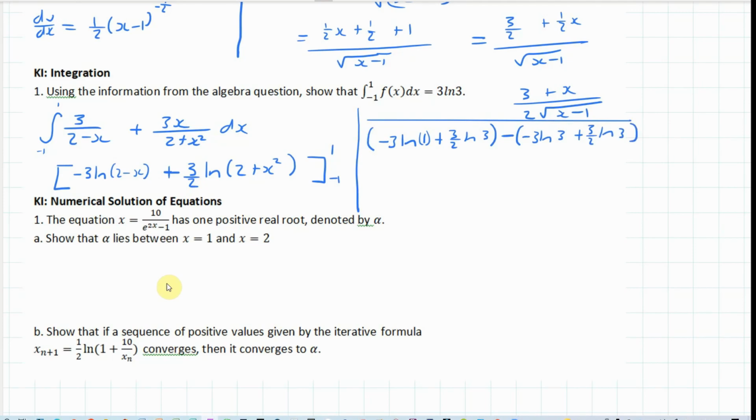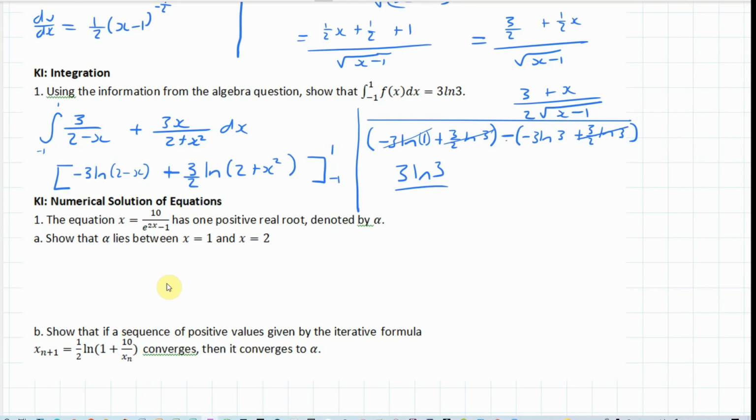Now you can see, hopefully, this first term is 0, so that's gone. And then you've got 3 over 2 ln 3 take away another 3 over 2 ln 3, which leaves you with minus 3 ln 3, so that's positive 3 ln 3. And there's our answer.